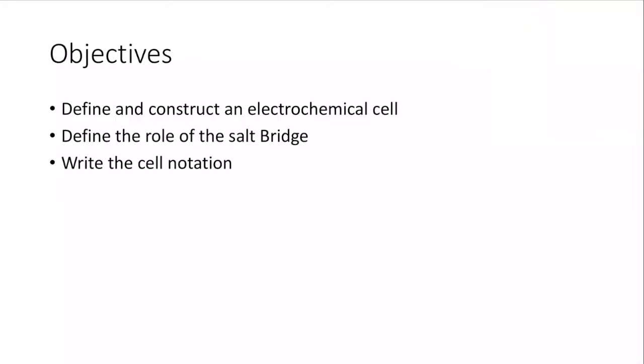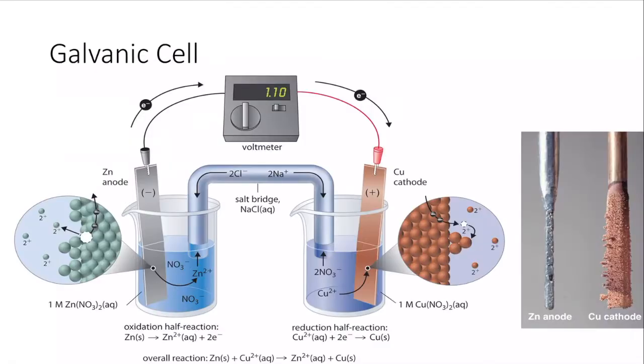The main objective of this video is to define and to construct the electrochemical cell, or the galvanic cell. We will talk about the salt bridge and what its role is inside the cell, and we will write the cell notation. Each cell has its own way to express the main compartments inside the cell, and we write it as a cell notation. So let's start here with this picture of the galvanic cell.